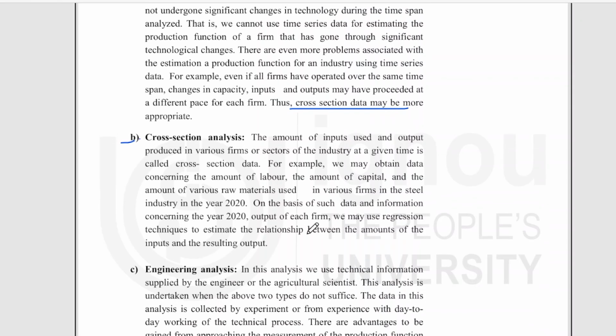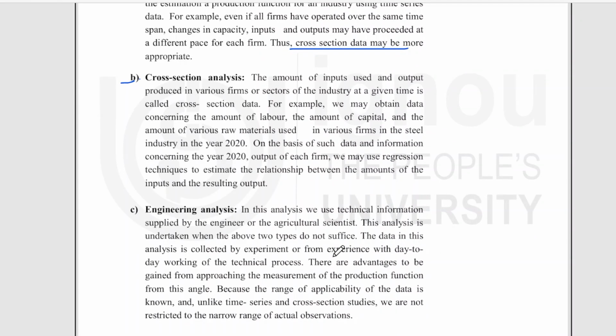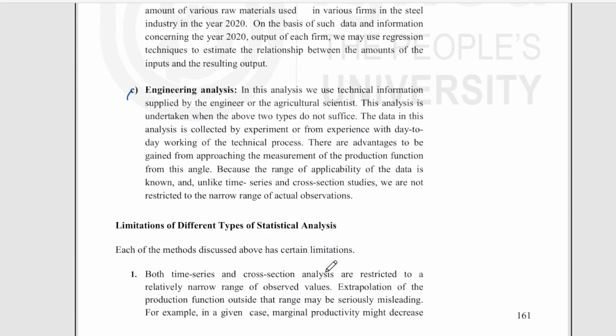And next is cross-section analysis. The amount of inputs used and output produced in various firms or sectors of the industry at a given time is called cross-section data. Example is here, so please go through your study material. Next is engineering analysis. In this analysis, we use technical information supplied by the engineer or the agricultural scientist. This analysis is undertaken when the above two types do not suffice. The data in this analysis is collected by experiment or from experience with day-to-day working of the technical process.